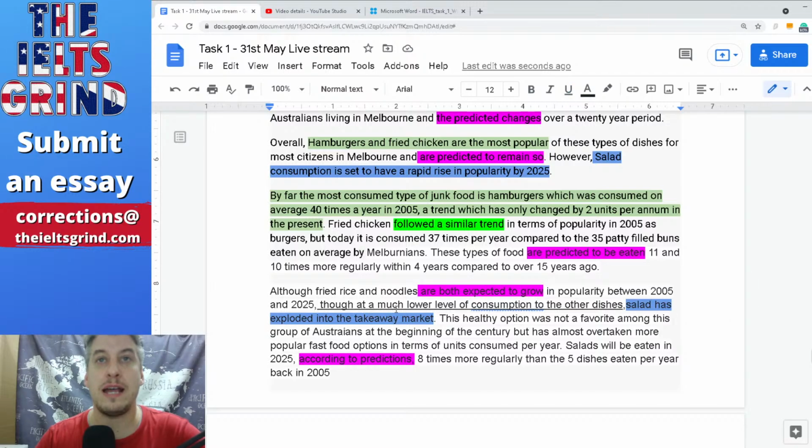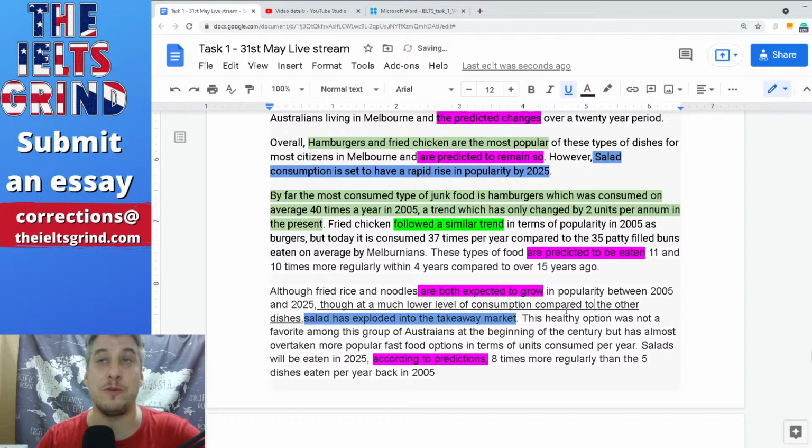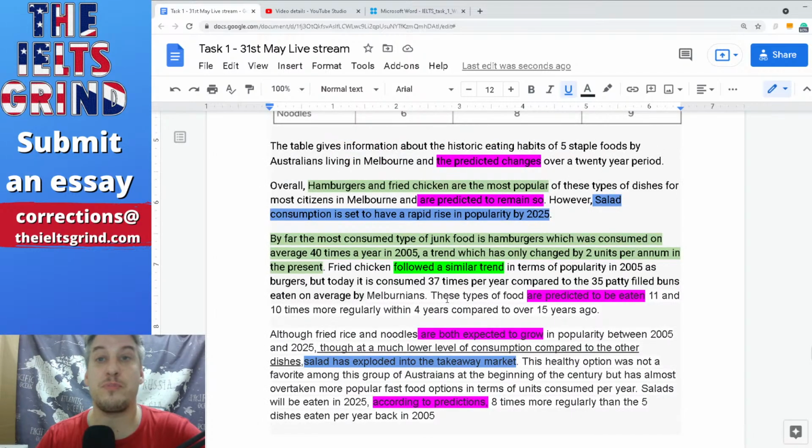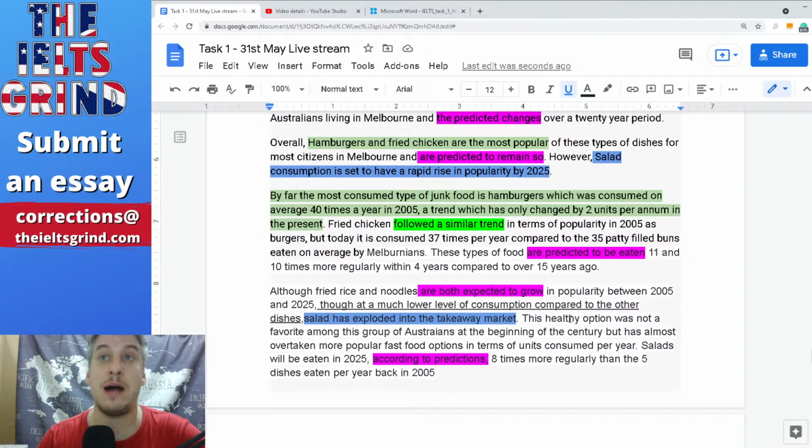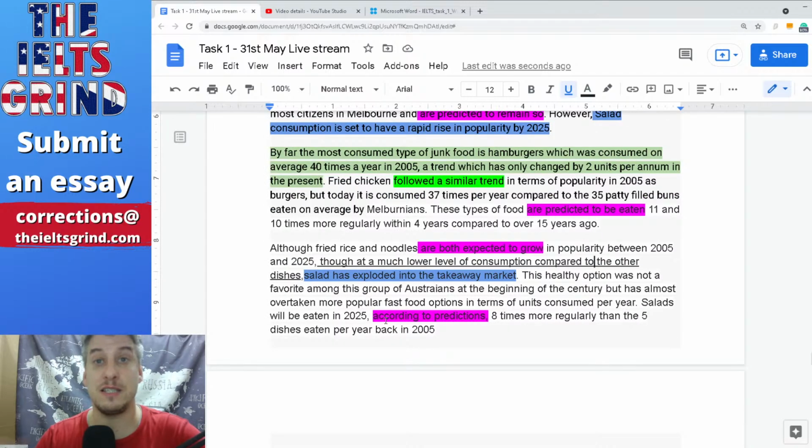So though at a much lower level of consumption to the other dishes. Now it's suggesting I say compared to, but as a native I would say consumption to. So sometimes natives, they omit phrases, but because I've proved that I'm a high level student throughout, I probably wouldn't be penalised for that. Anyway, this is an interesting sentence because of what I did.